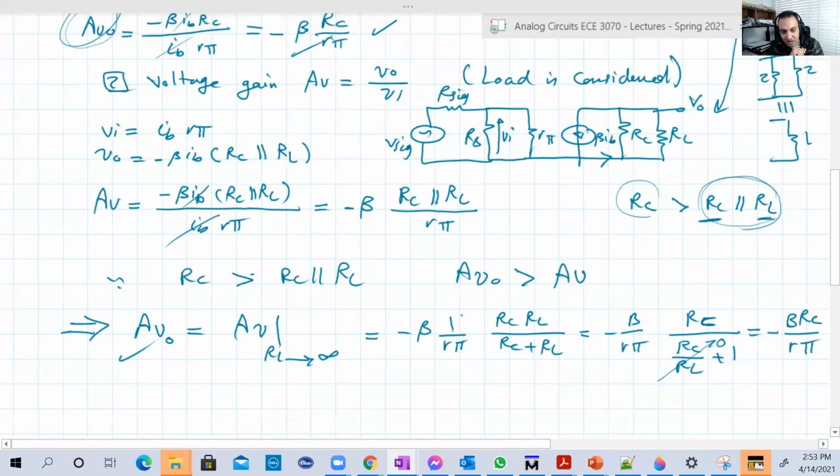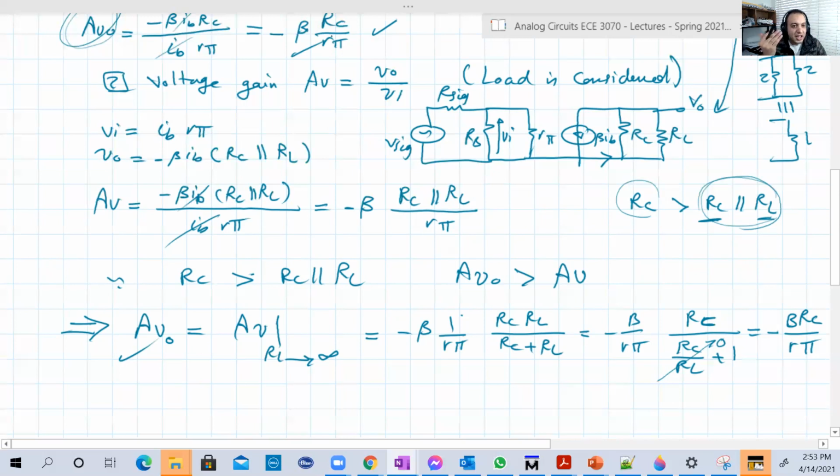Whatever you like, go with it. But in all cases, Av0 is greater than Av, and that has a meaning. This meaning is that the load can affect the gain that you get from the circuit. That's basically the meaning, and it's a really important one. The load can affect the final gain that you get from the circuit.